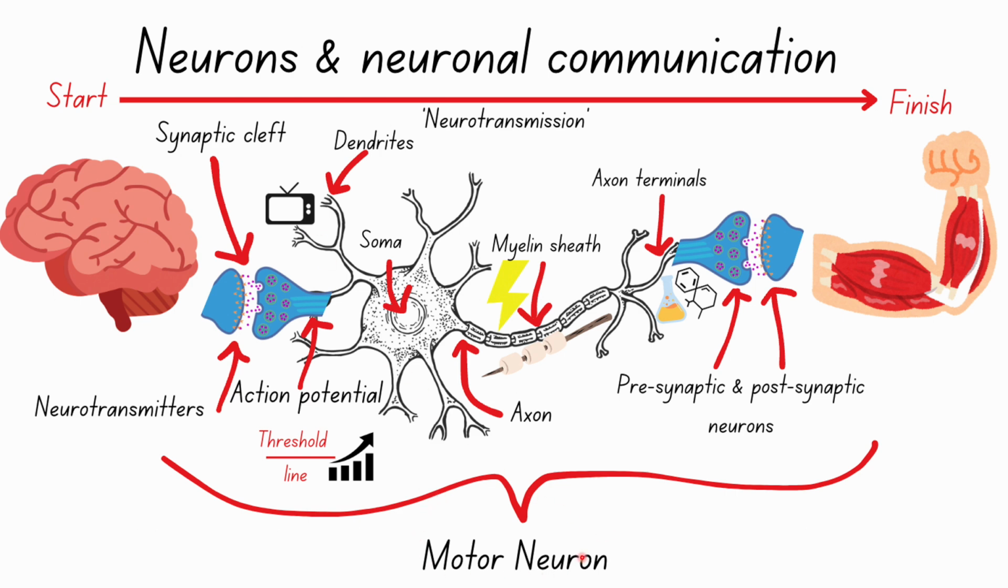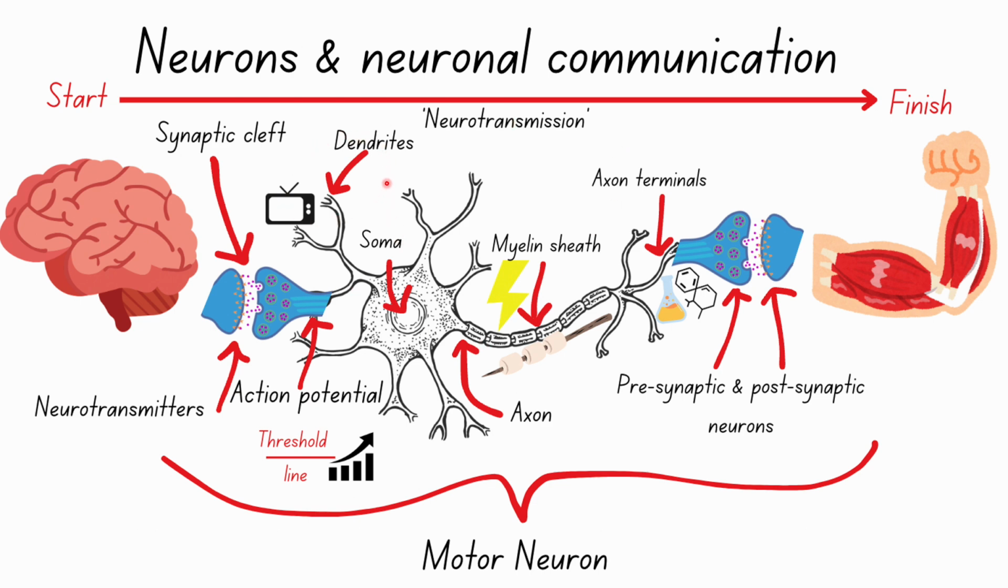Motor neurons carry messages from the brain all the way to the working muscles, hence why I've chosen these two images. Neurons communicate with each other through a process called neurotransmission, using electrical-chemical messages. Let's start with the dendrites.